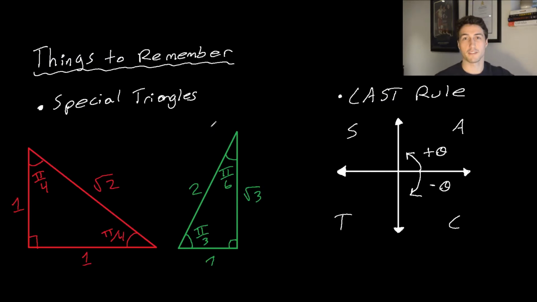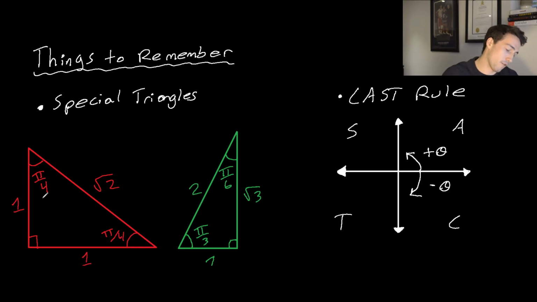So now we're going to go into things to remember. One thing that we need to remember for sure is special triangles. This is when a question asks you to find the exact value of x. They don't want you to do sine inverse, because that's going to give you a decimal, or cos inverse, or tan inverse. What they want you to use is our special triangles.